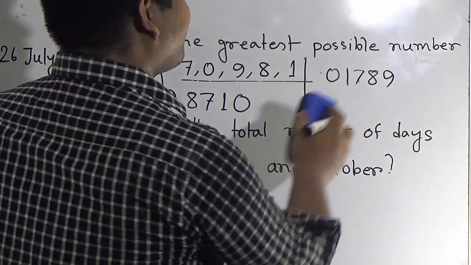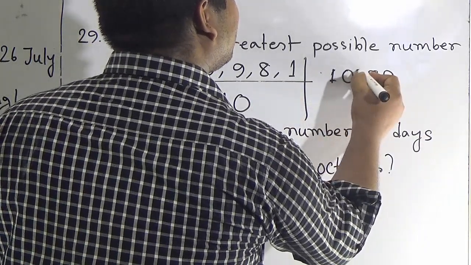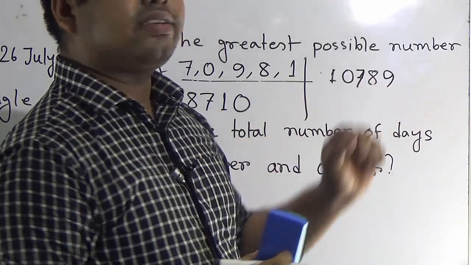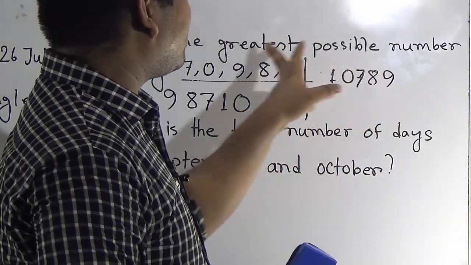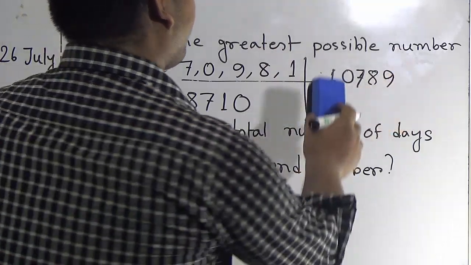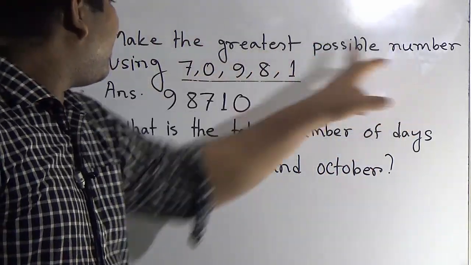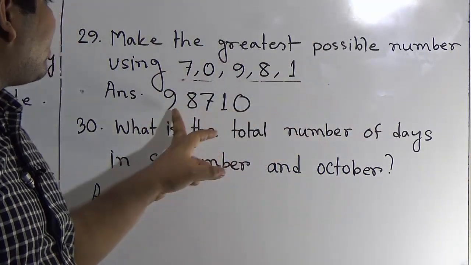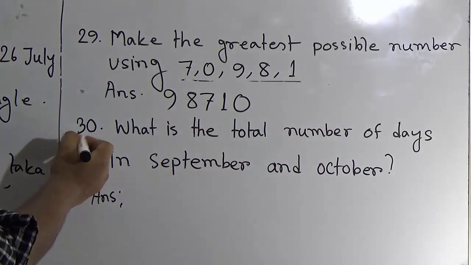So we change this position. That means at first we write 1, then 0. Then all the digits are the same. That means this is the smallest possible number. Okay. So the greatest possible number using these digits is 98,710. And the last question is 30.